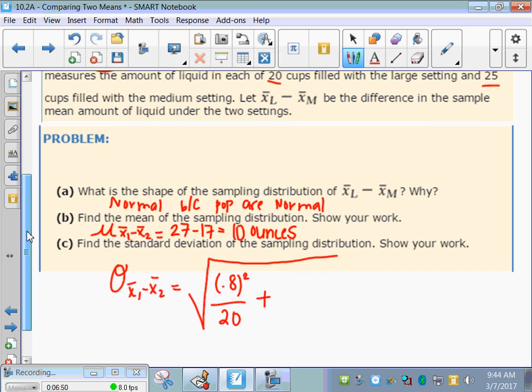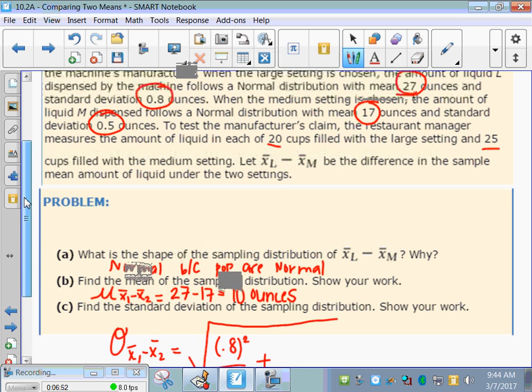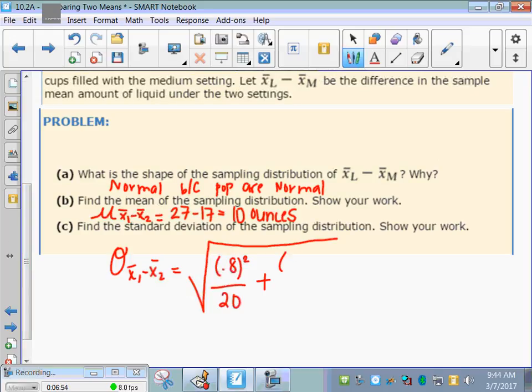All right, and then the medium cups standard deviation is 0.5. So that goes in the numerator. We square it, and we did a sample of 25 medium cups. And this gives us a standard deviation of 0.205 ounces.